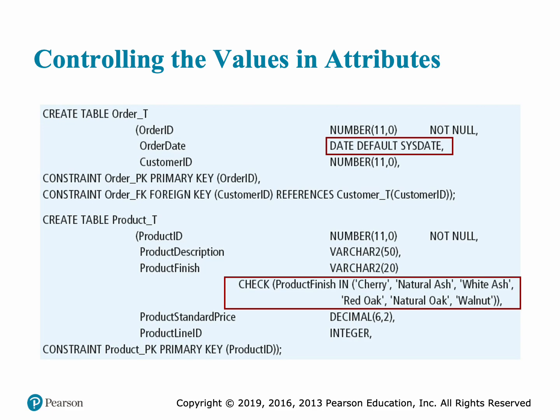Controlling the values in attributes. So order T has order ID, order date, whereas order date is date default sysdate. Sysdate is the system date. So controlling the values in attributes is significantly important. Let me share a couple of examples for you to understand more.